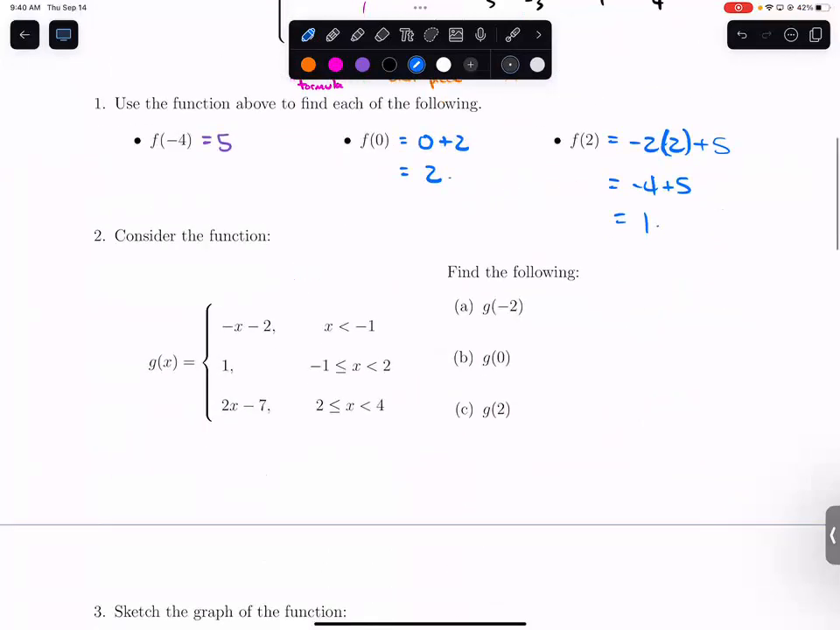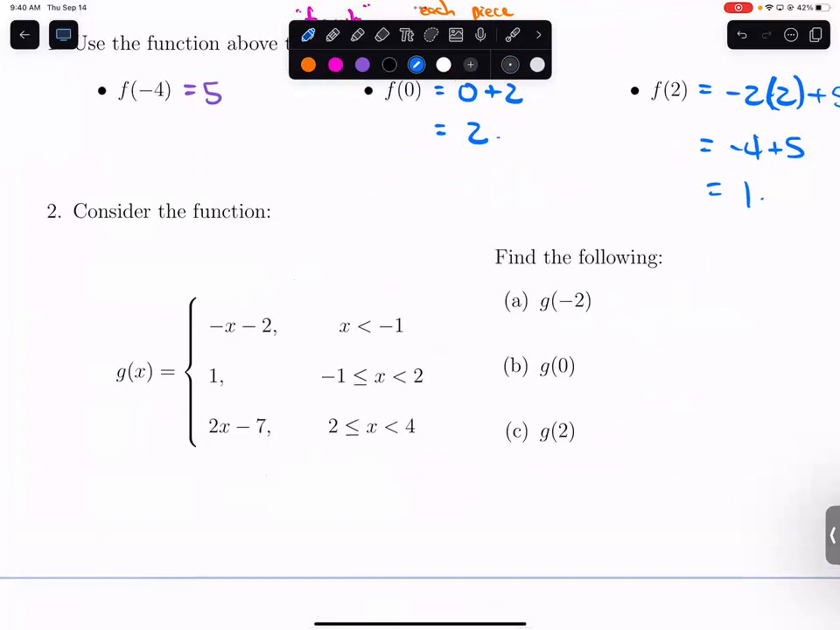Okay, so here's another one. There's a function called g. Find each of those things.